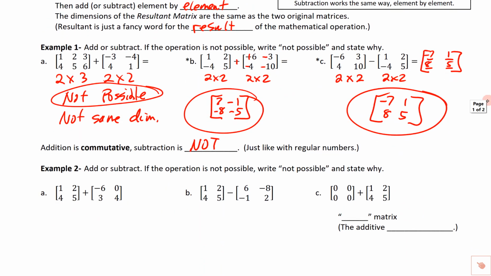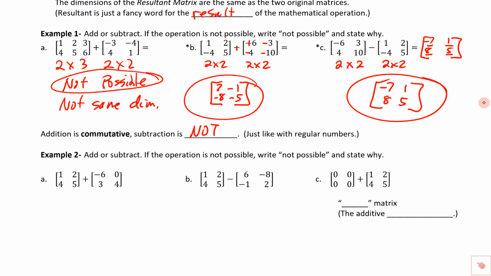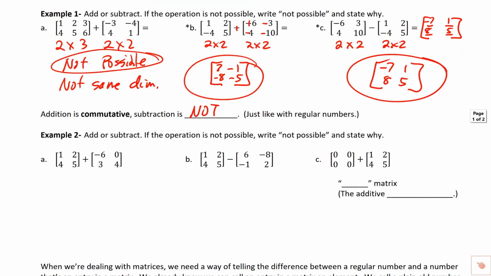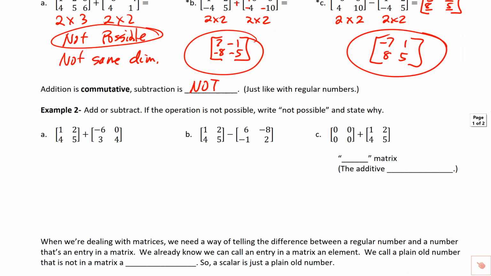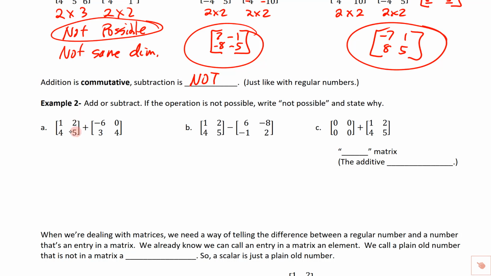Okay, so let's take a look down here. It just says add or subtract. If the operation is not possible, write not possible and state why. So the same type of thing as we just got done doing up above. So let's go ahead and take a look at this. It says we've got this 2 by 2 and we've got this 2 by 2. So we're going to have a 2 by 2. And a lot of times I like making them nice and big because I have a hard time writing as small as that font is.